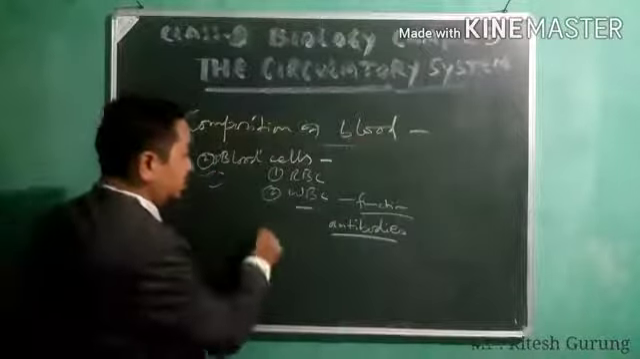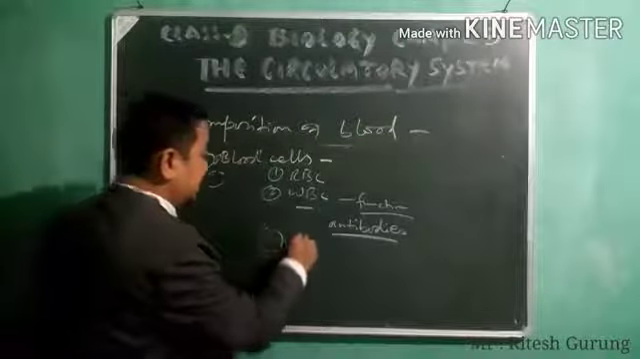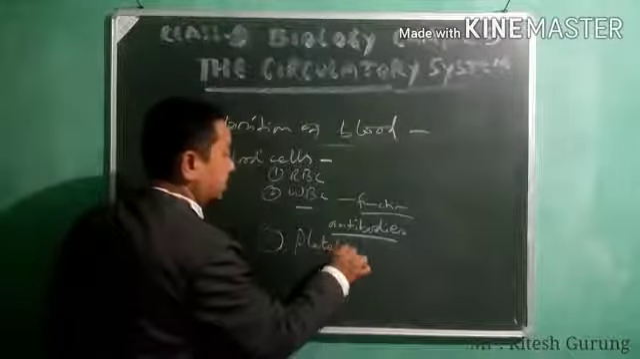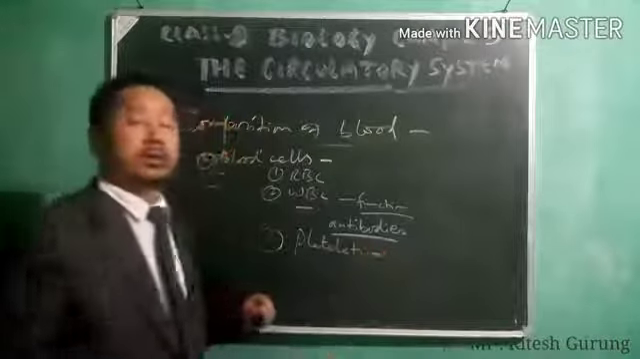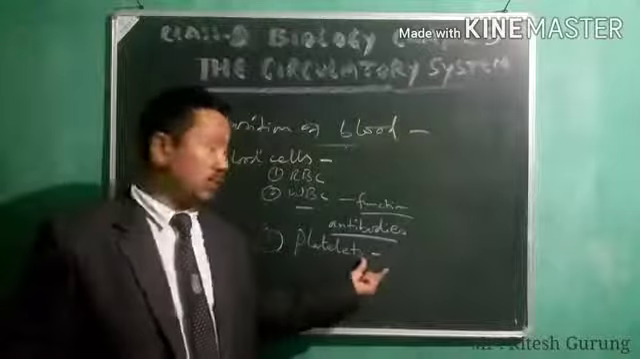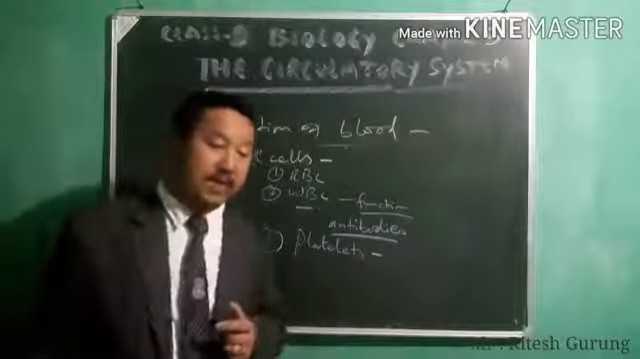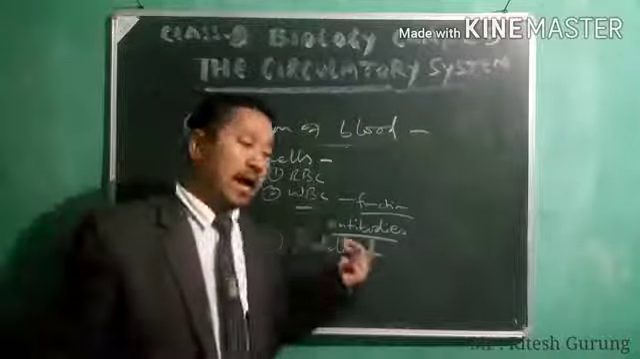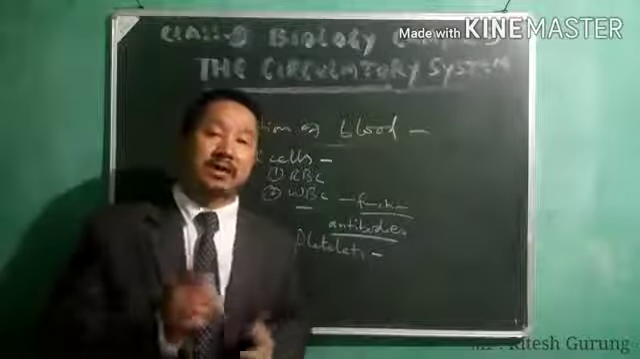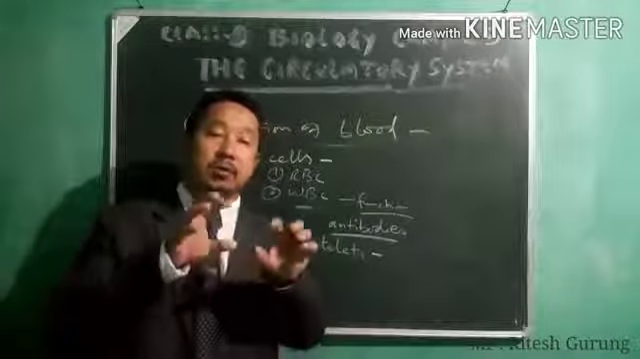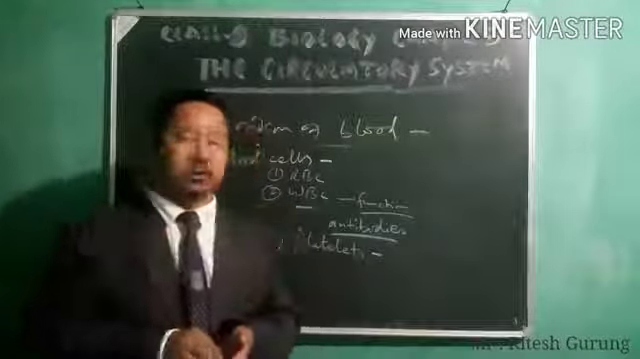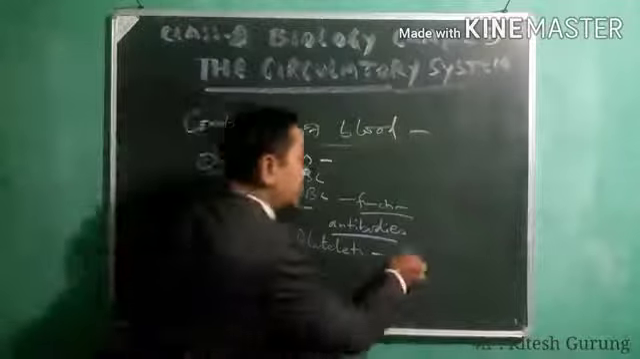And the third one we have is platelets, which are round in shape. Your platelets are the ones which actually work on clotting or coagulation of the blood.